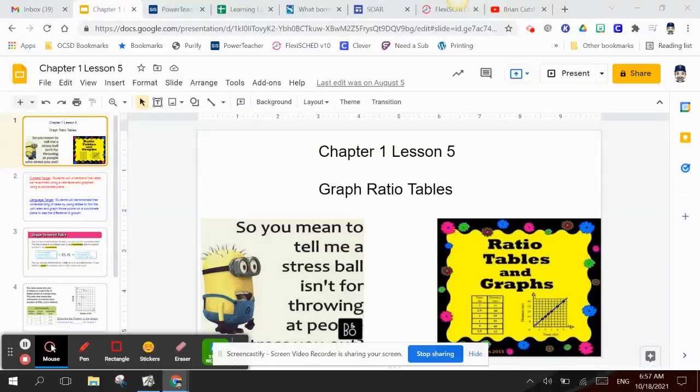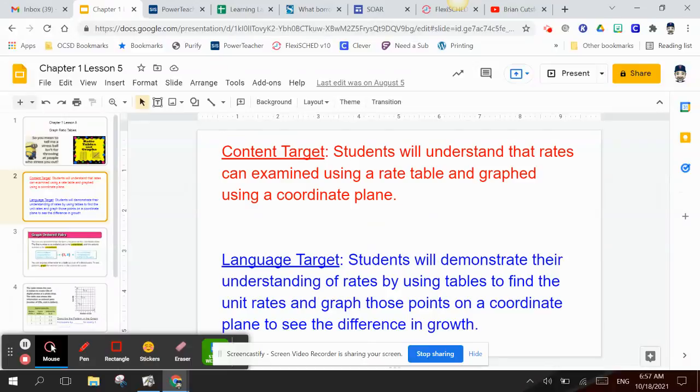Chapter 1, Lesson 5, Graph Ratio Tables. Our content and language target today. Content: students will understand that rates can be examined using a rate table and graphed using a coordinate plane. Our language target: students will demonstrate their understanding of rates by using tables to find the unit rates and graph those points on a coordinate plane to see the difference in growth.